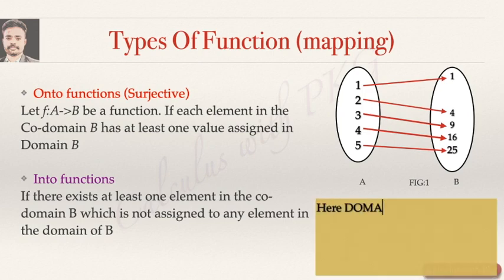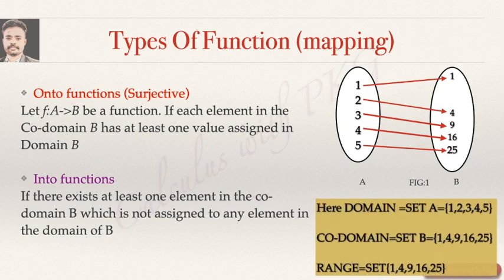So here the domain is set A which consists of elements 1, 2, 3, 4, 5, and the codomain is set B which consists of numbers 1, 4, 9, 16 and 25, and here the range is also the set 1, 4, 9, 16, 25, which is equal to the codomain. So the functions where range is equal to the codomain, or we can say range is a proper subset of codomain, then the function is onto function.